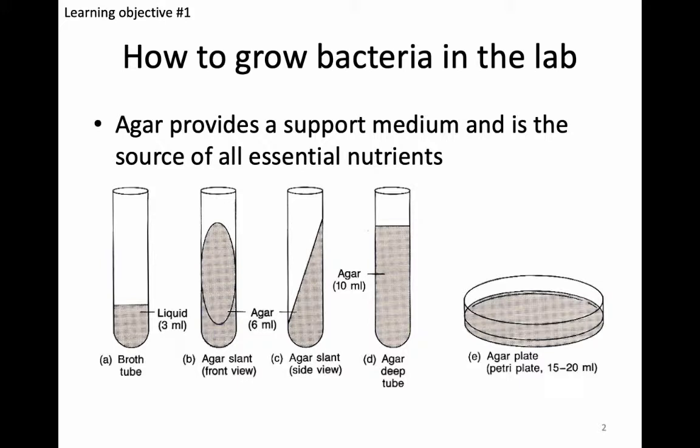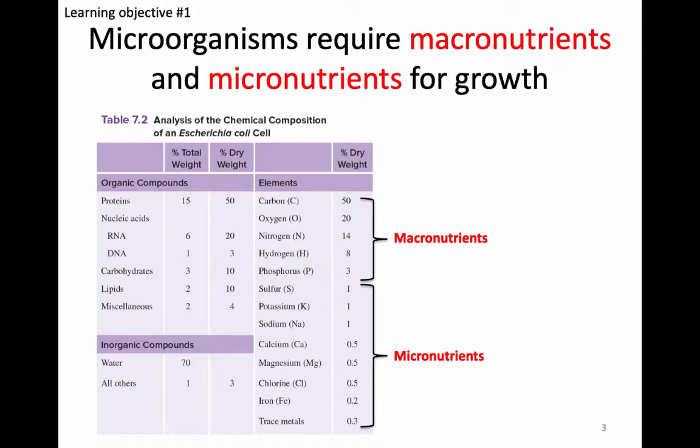We also have the agar plate shown in E, which is a petri dish with a very thin layer of agar on it, and you just spread the bacteria on the surface of the agar, and the bacteria will multiply and increase in number and grow in a thick layer on the surface of the agar plate. When you're making agar or any sort of liquid broth, you have to add some specific things to the media in order for the microorganism to grow.